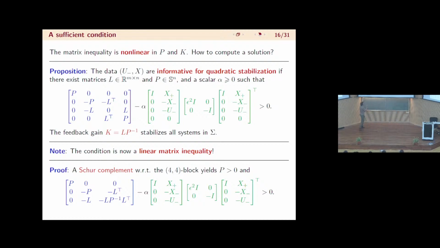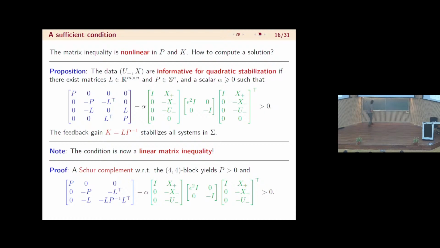So, I start from my inequality over here. Let me rewrite that a little bit. The first three blocks are P, 0, 0, 0, 0, minus P, minus L transpose, minus L, 0. And then I also have this additional term, minus alpha times the matrix, what we call N, right? So N is just the first three block rows and three block columns of this matrix. So we have minus alpha N over here.